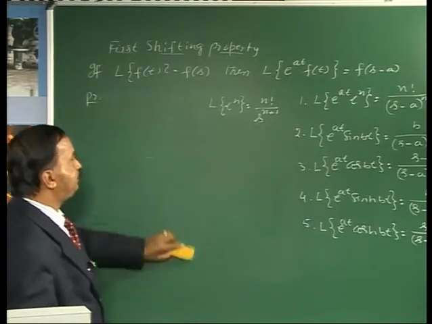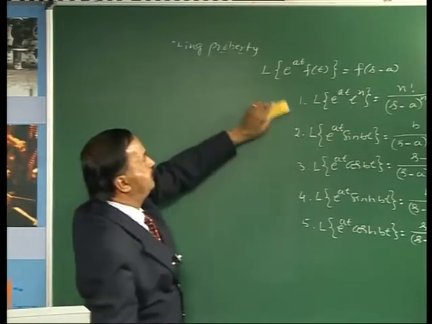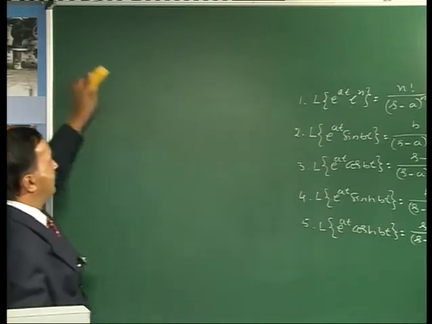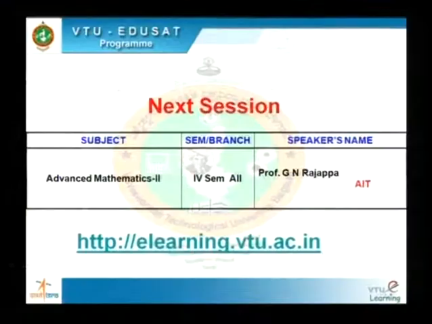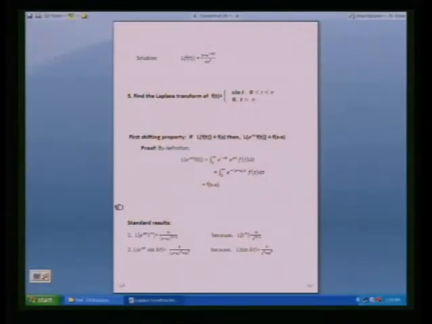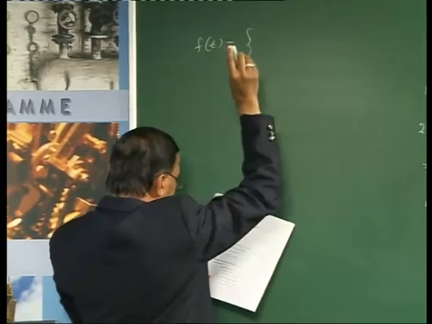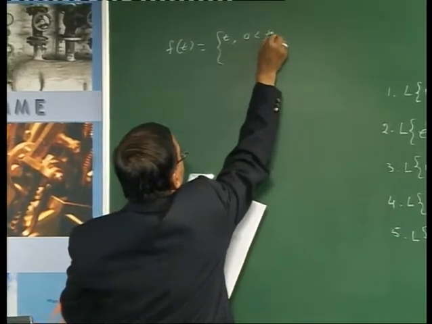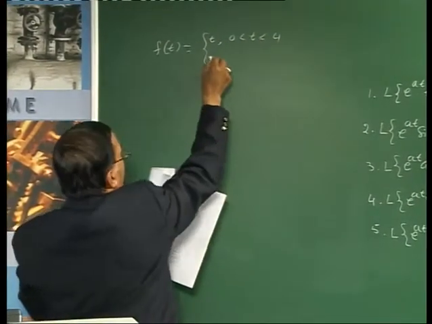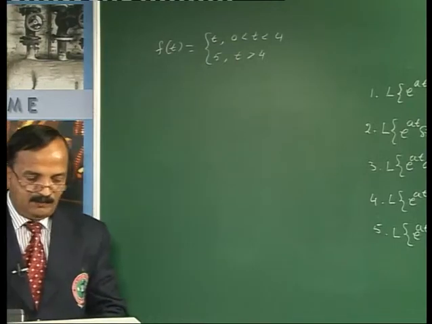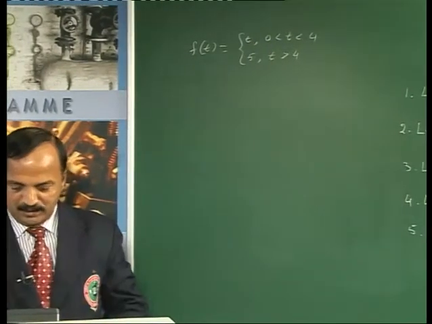Next, examples. Find L of f of t if f of t is equal to t for 0 less than t less than 4, and equal to 5 for t greater than 4. Find L of f of t by using the definition.